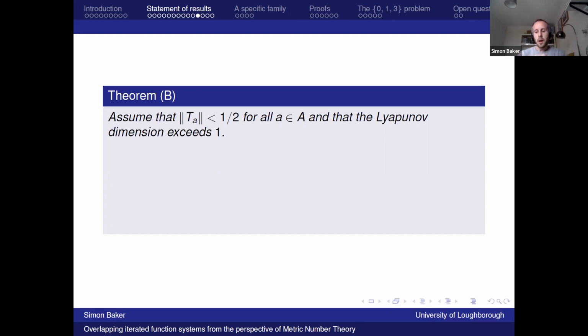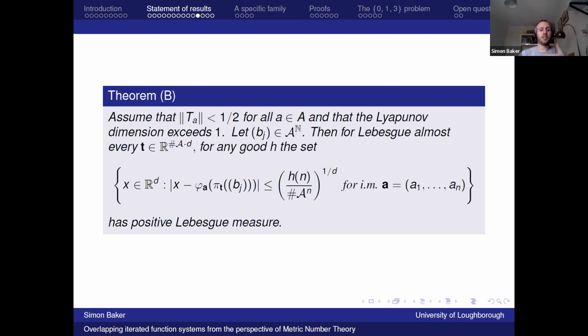I'm going to state it now, but there's a lot in this statement, so I just want to introduce it slowly. First of all, I need to assume that all of these matrices have a norm at most 1/2. And I also have this assumption that the Lyapunov dimension exceeds 1. Now, I'm not going to state what the Lyapunov dimension means. Essentially, you can think of it as meaning that you have enough matrices to expect that the invariant set would have positive Lebesgue measure. You could just think of it as having lots of maps. Under these assumptions, the conclusion is that again we're going to see Khintchine type behavior.